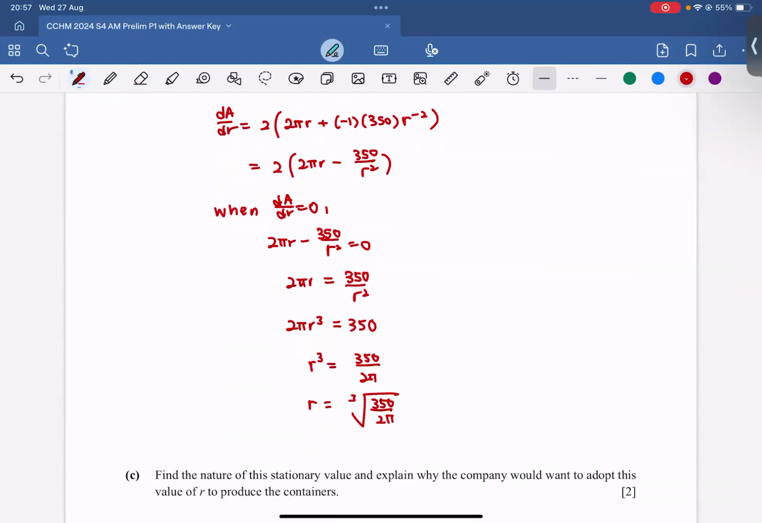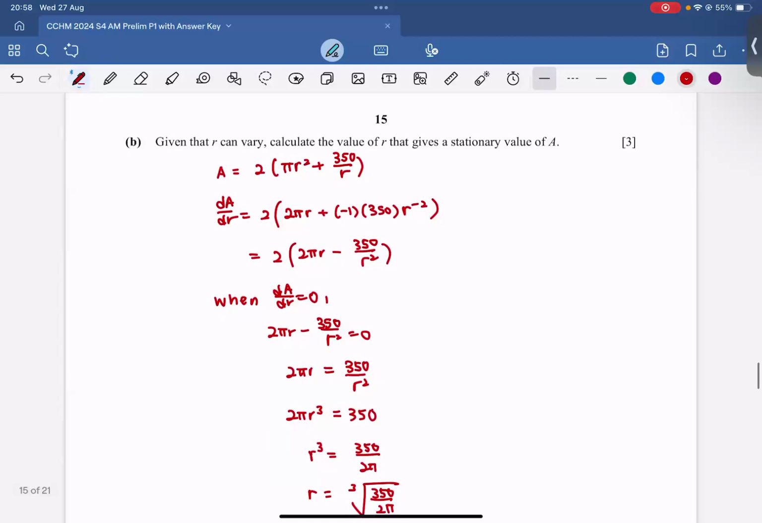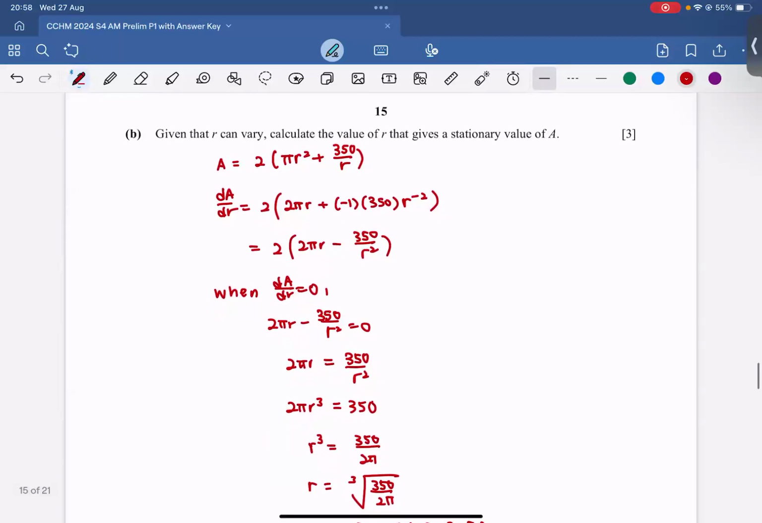So 350 divided by 2 pi, cube root answer: 3.8191, approximately 3.82. Do we need to find A? We don't need to find A. They never ask us to find A. They ask us to calculate the value of R.